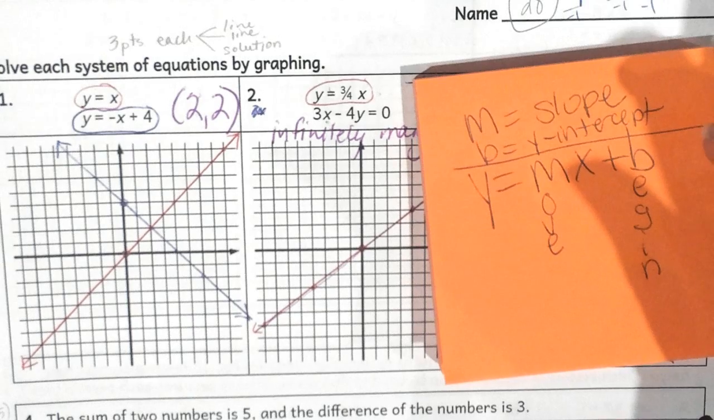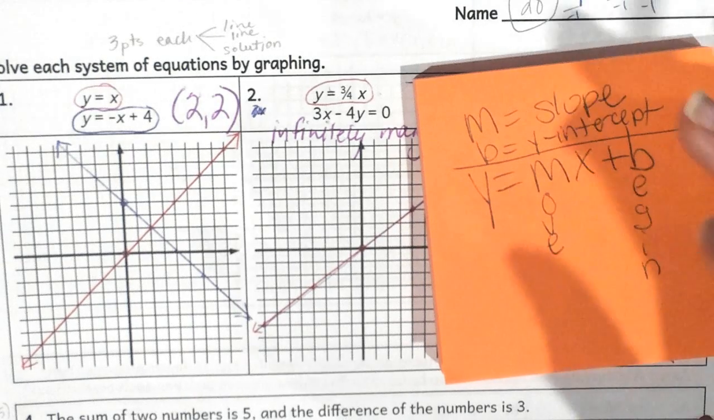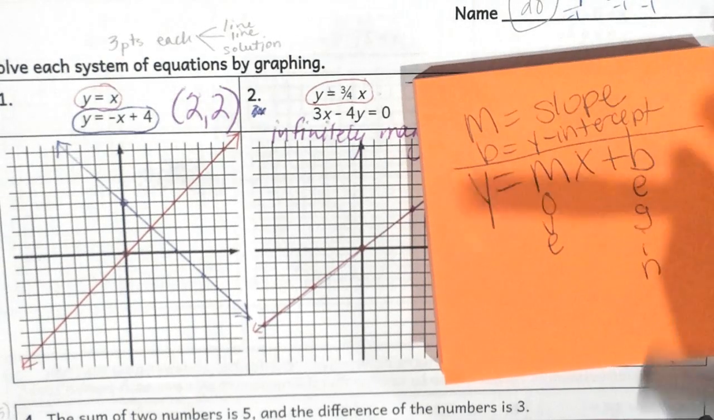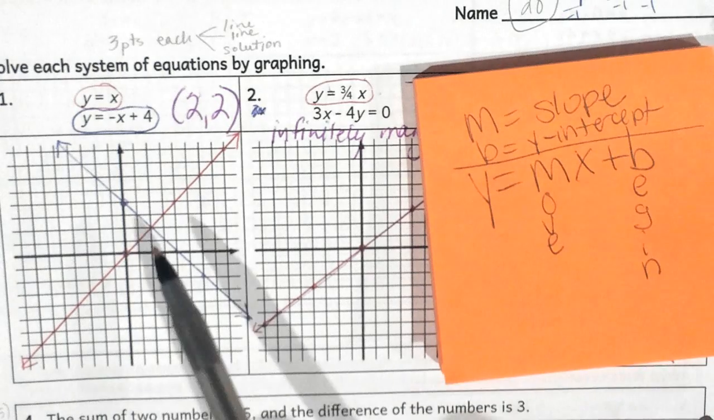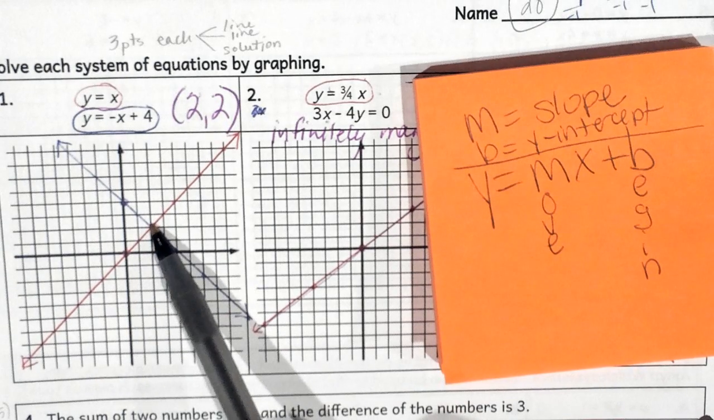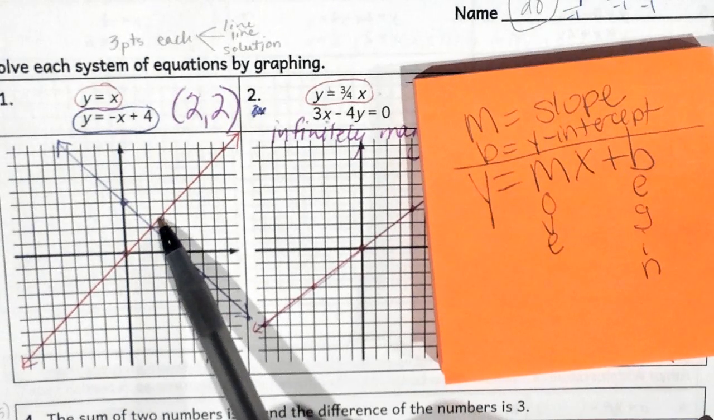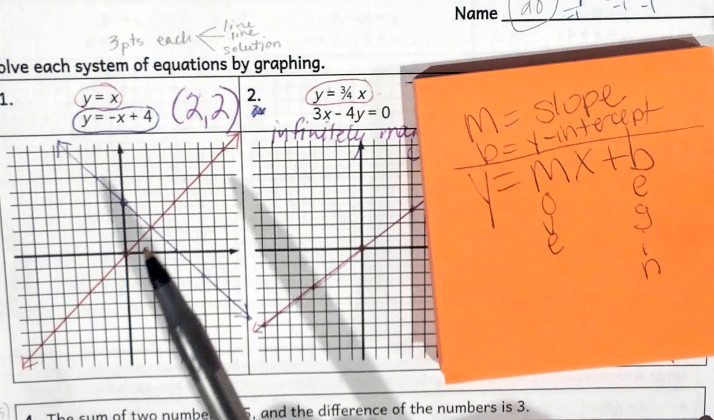I don't think I'm ever going to give you, it's not that it won't happen, but as 7th graders, I don't think I'm ever going to give you one where it doesn't cross exactly. So if you're getting something that's crossing like in between, that shouldn't be happening. Somewhere your line's slightly off.